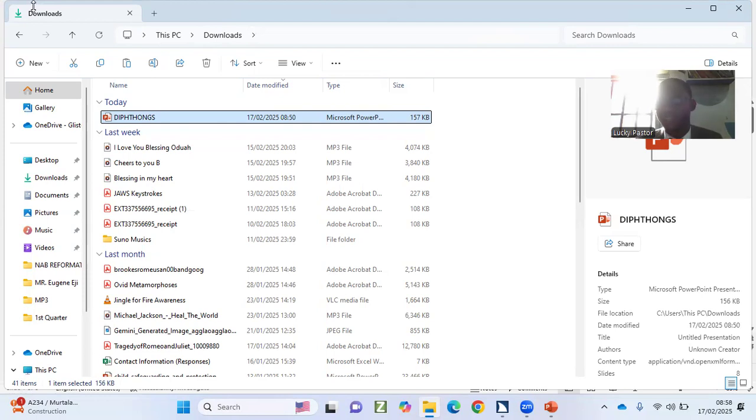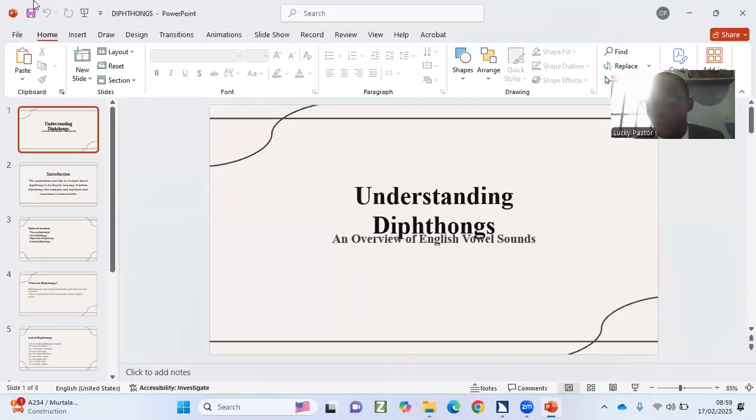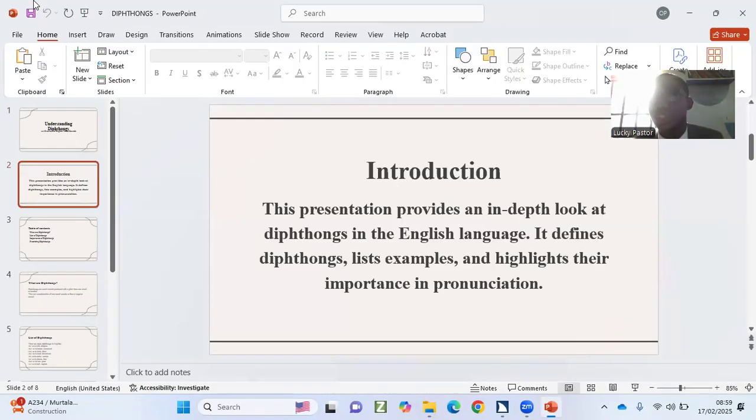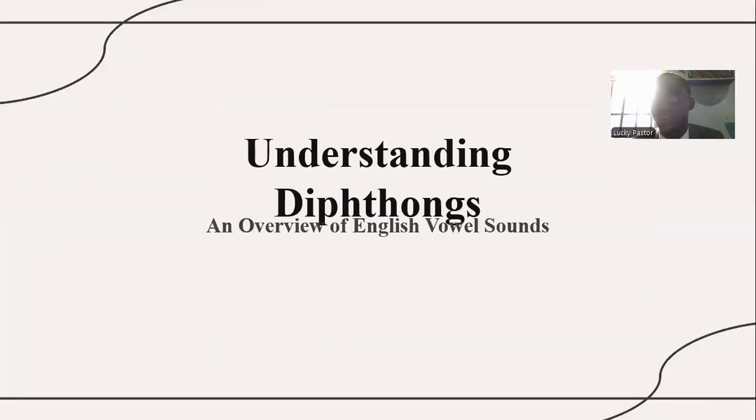So the 20 vowels are divided into monophthongs and diphthongs. The monophthongs are divided into two, where we have the short vowels and the long vowels. Then the diphthongs, we have 8 in number. So in our discussion today, we're going to be looking at the 8 diphthongs in the English language. We're looking at understanding diphthongs, an overview of English vowel sounds.